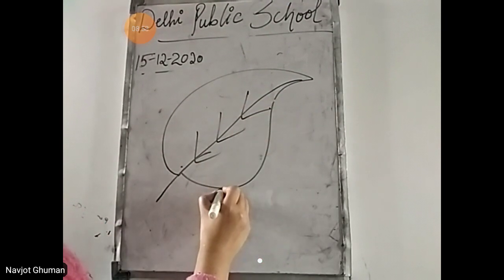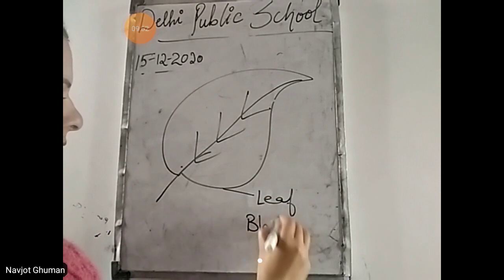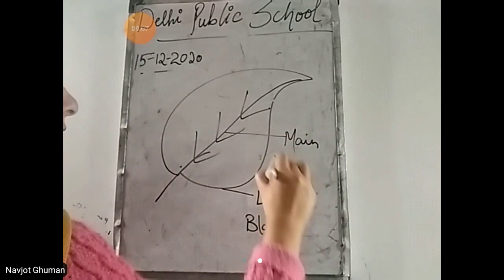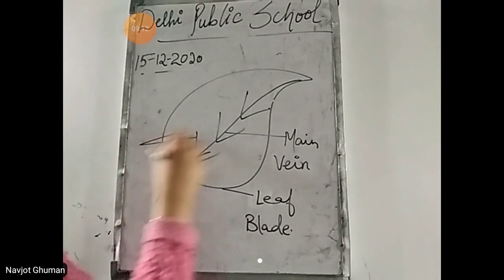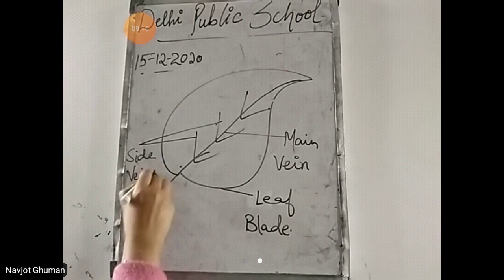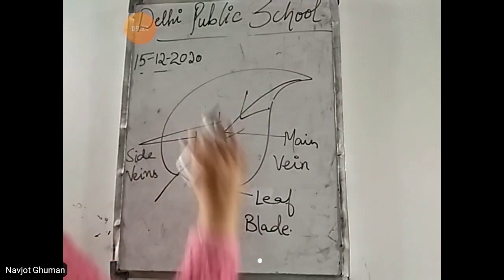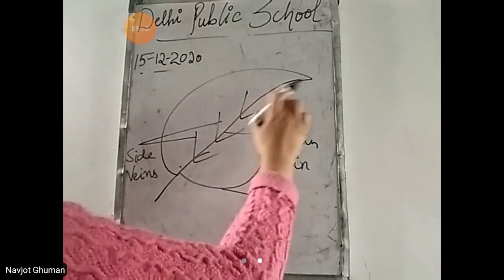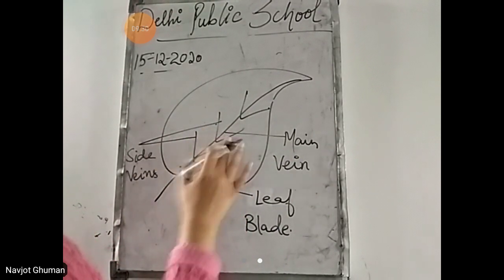What are the main parts of the leaf? This is called a leaf blade. Main vein. These are the side veins. These are the main parts of the leaf. It has a flat portion called a leaf blade. Then there is a main vein in the center. One vein, that is the main vein. Then side veins. These are the side veins. जो sides को निकलती है.